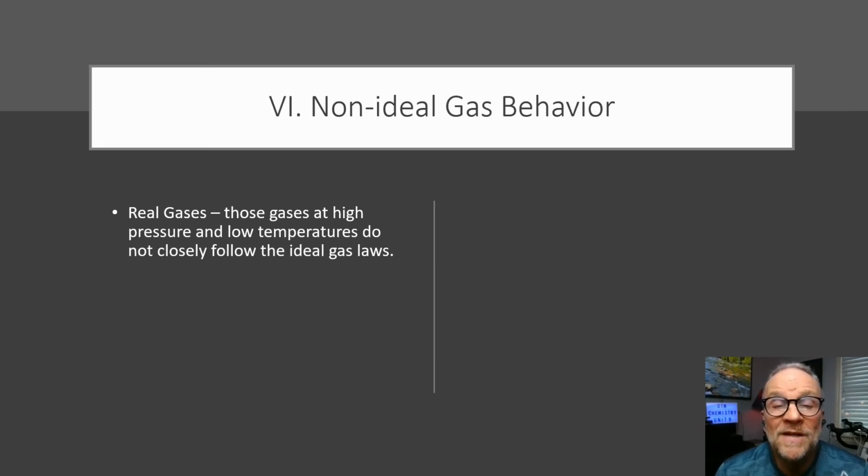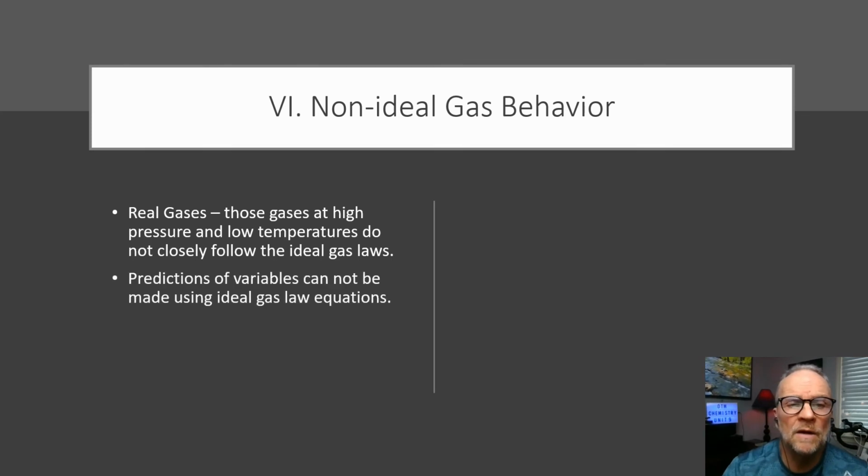And so we would say that it's become a real gas. And like I said, I think that's an unfortunate term. But any gas can be ideal, or any gas can be real, depending upon the conditions. So those gases are at high pressure and low temperature. So you condense them, you put them really close together and slow them down, and so they kind of stick. And so they do not follow the ideal gas laws. Predictions of variables cannot be made using these ideal gas law equations.